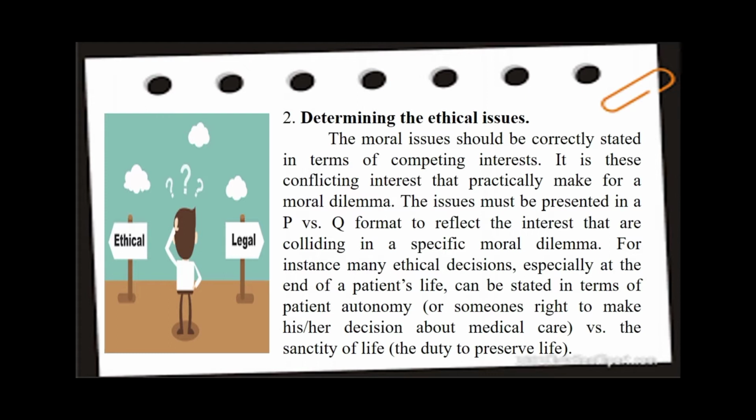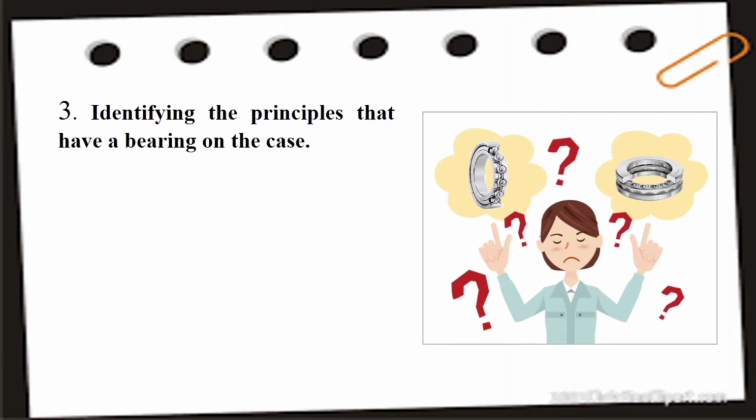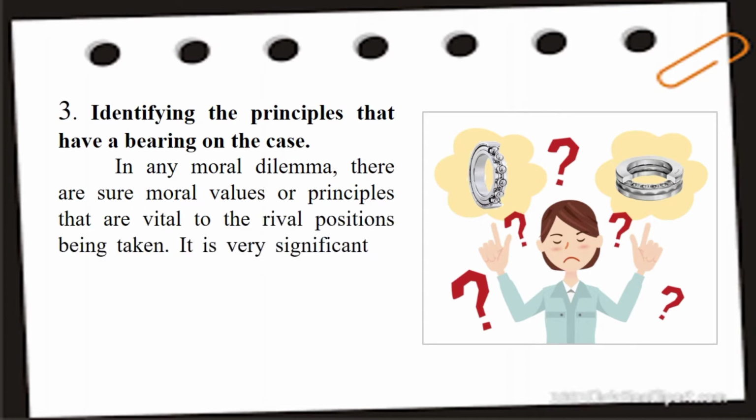Number 3, identifying the principles that have a bearing on that case. In any moral dilemma, there are certain moral values or principles that are vital to the position being taken. It is very significant to recognize these principles and in some cases to decide whether some principles are to be weighted more heavily than others.